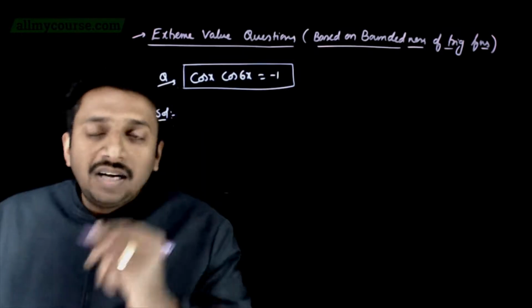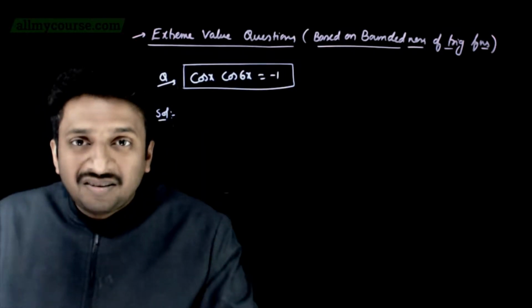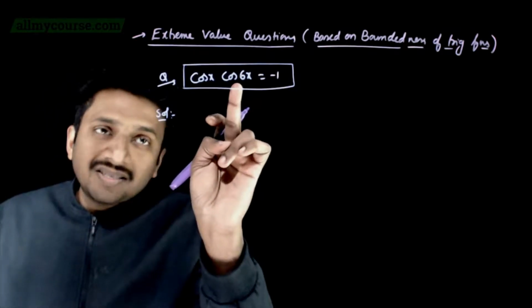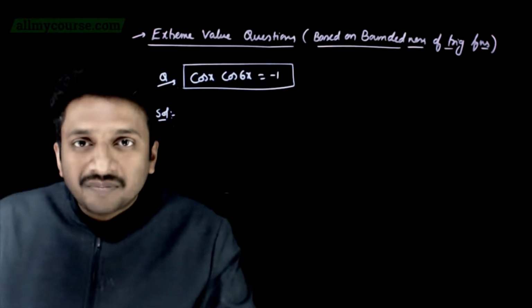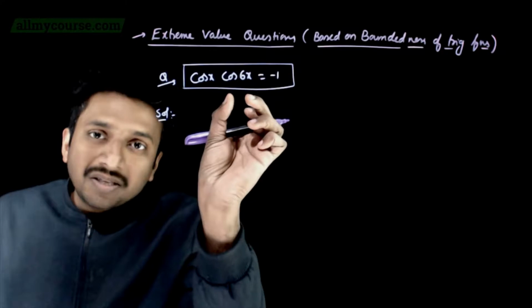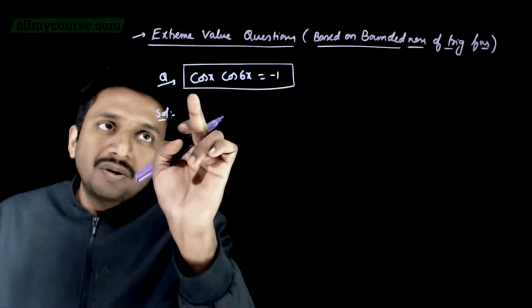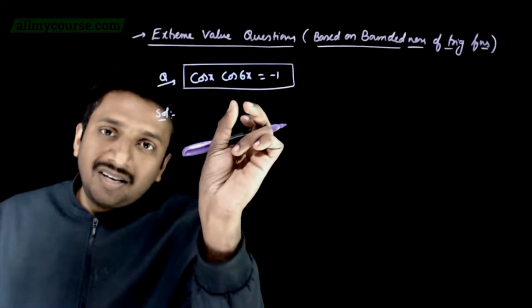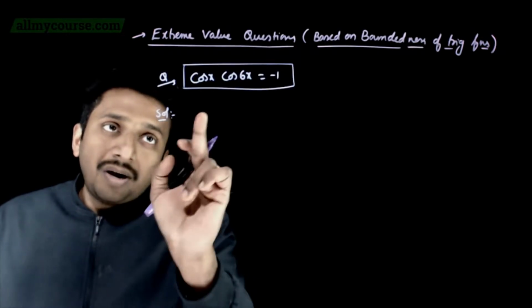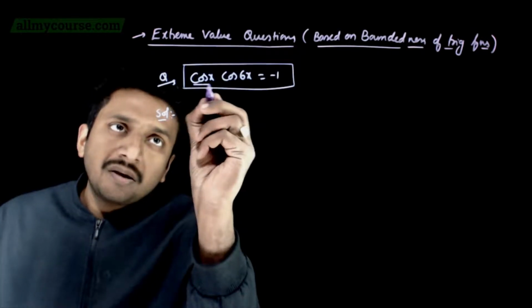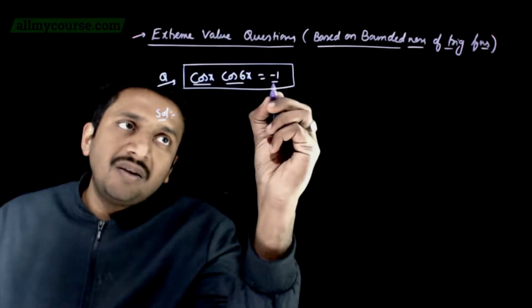To solve this directly will be a very hectic task, because cos 6x, if you try to expand it, it will be a sixth power of cos x. You'll get an equation in cos x whose degree is 6. So cos x into 6th degree, you get a 7th degree equation. You cannot solve it. So what I observe here is cos x into cos 6x is equal to minus 1.